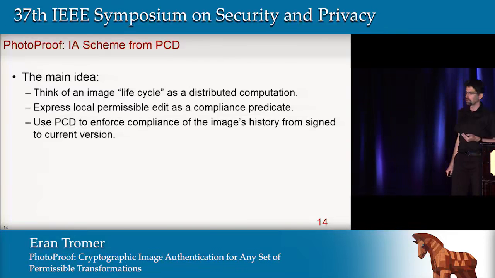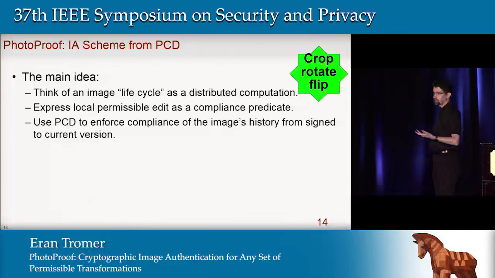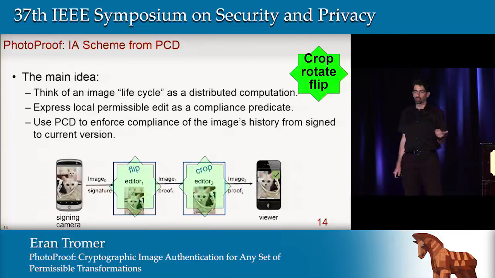So for example, if the set of permissible transformations were cropping, rotations, and flipping, we encode that into a compliance predicate, and then every proof will attest that every step consisted of just one of these three transformations.